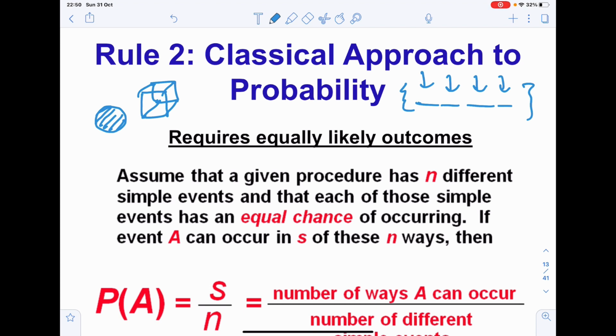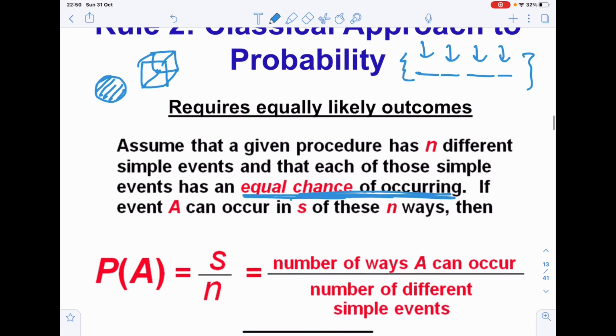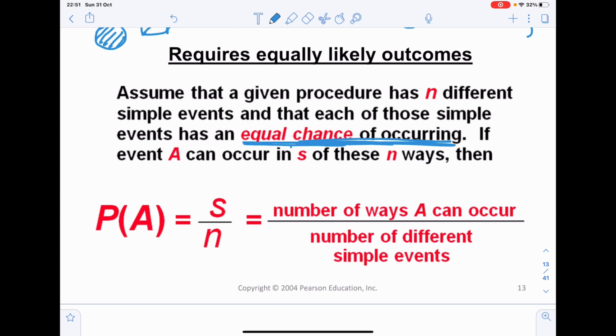As you can see here, each has an equal chance of occurring, the same chance to appear. If event A can occur in S of these n ways, then we can say the probability of A... for example, when I have a die again, and each face carries a different number: 1, 2, 3, 4, 5, and the overall here is 6. We have 6 faces. How many times can 1 come up? I will put here, for example, the probability of choosing 1.